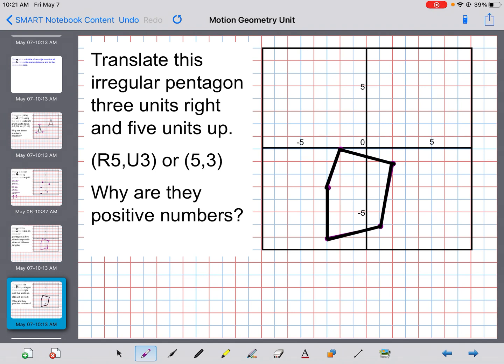Okay, now that I've done that, I'm going to slide my irregular pentagon 5 units right and 3 units up. Okay, so we can also write that as R5 for right 5 and U3 for up 3, or in the correct way as an ordered pair, 5, 3. And I want you to think about why these are positive numbers. Okay, so we're going to go right 5. So 1, 2, 3, 4, 5, and up 3. 1, 2, 3, like that. So your shape should end up right about there.